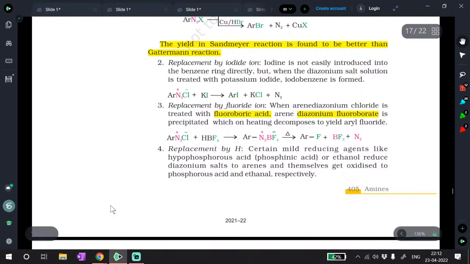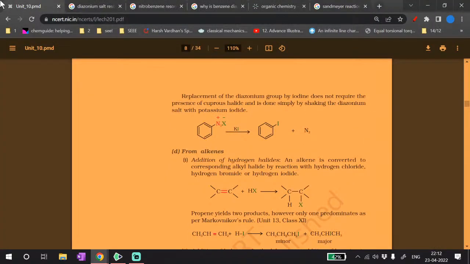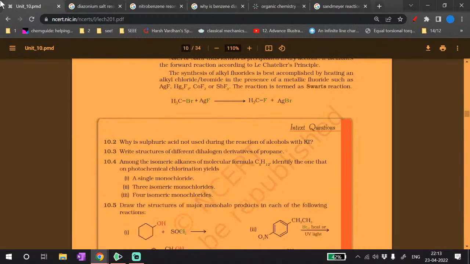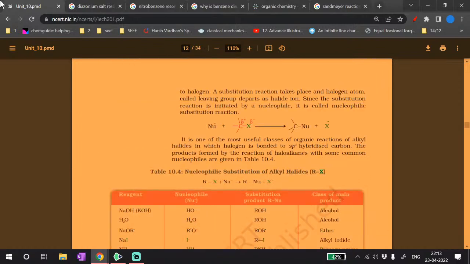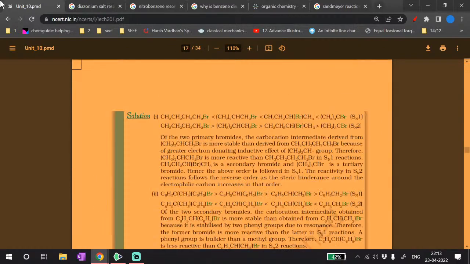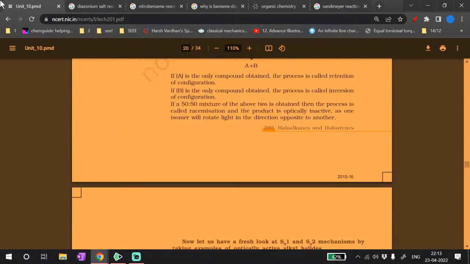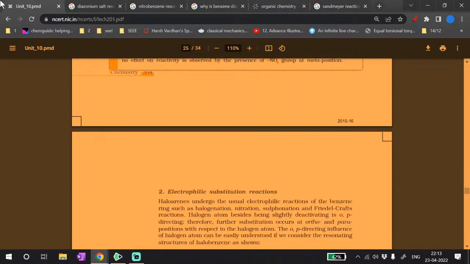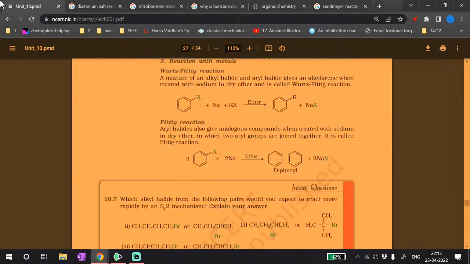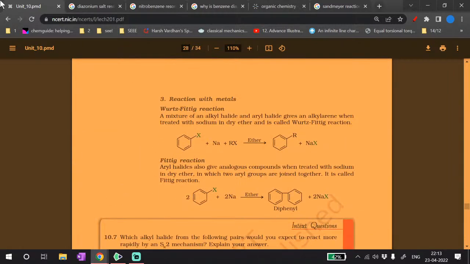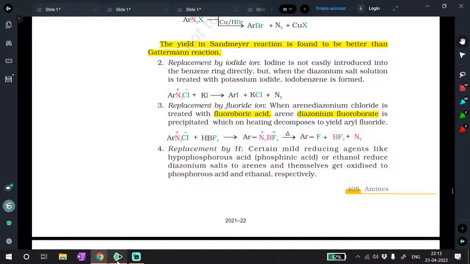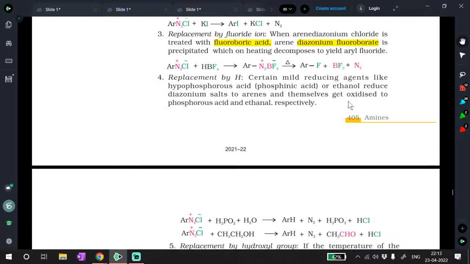ArN2Cl, HBF4. So HBF4, fluoroboric acid, gives N2 plus BF4 minus, ArF, BF3, through diazonium fluoroborate.